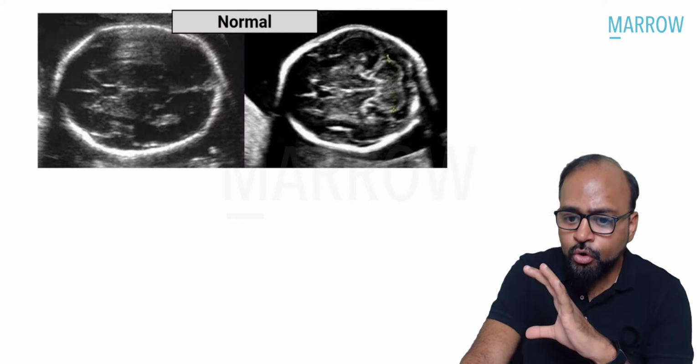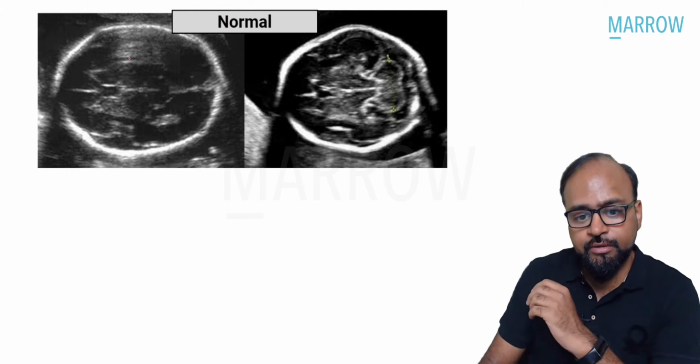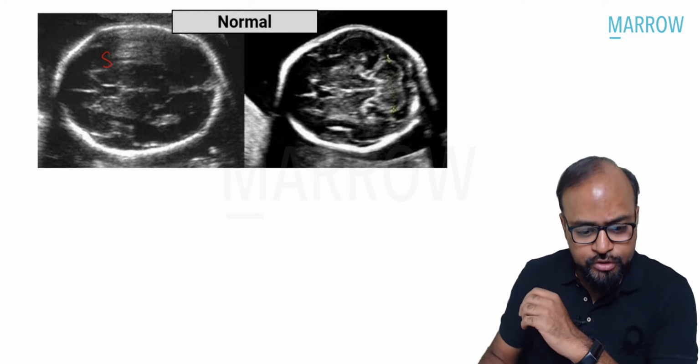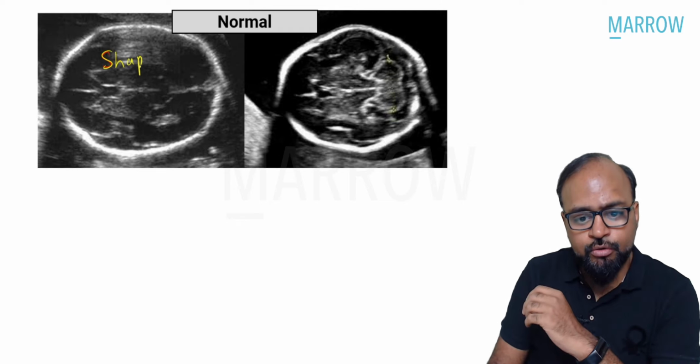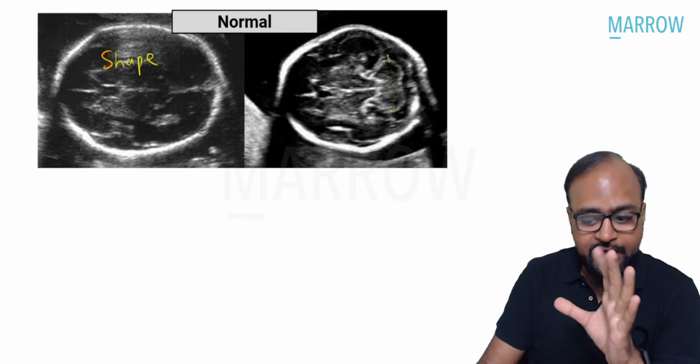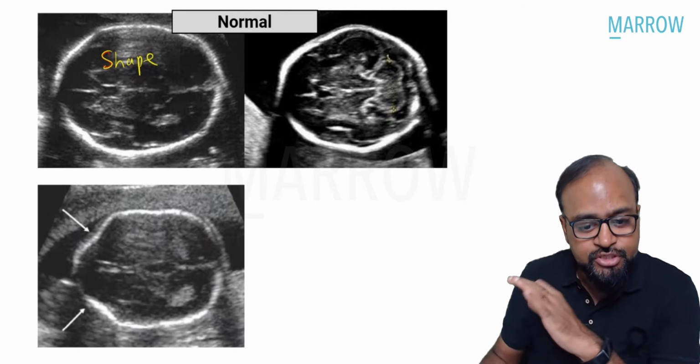Now let us see what the normal shape of the cranium is. So I want you to focus on the shape of the skull. Look at the shape of the skull. It is oval like an egg, right? Now compare it with this shape. Now what do you see?